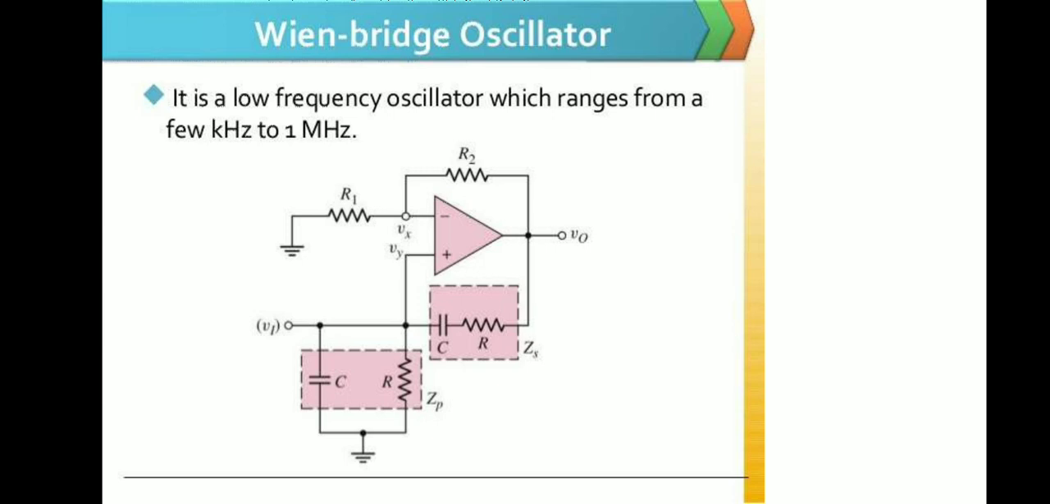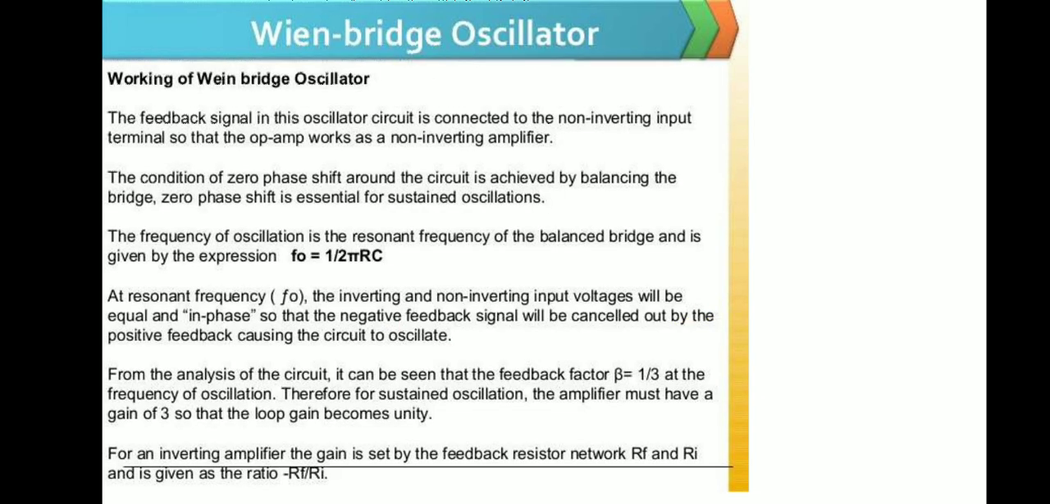Now the Wien bridge oscillator figure shows the circuit diagram of the Wien bridge oscillator. The Wien bridge oscillator is a low frequency oscillator which ranges from a few kilohertz to 1 megahertz. Working of the Wien bridge oscillator: the feedback circuit is connected to the non-inverting amplifier terminal so that the op-amp works as a non-inverting amplifier. The condition of zero phase shift around the circuit is achieved by balancing the bridge. Zero phase shift is essential for sustained oscillations.